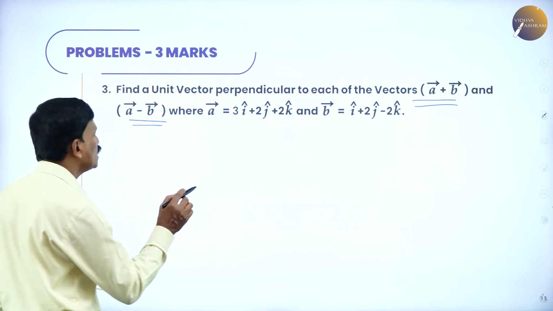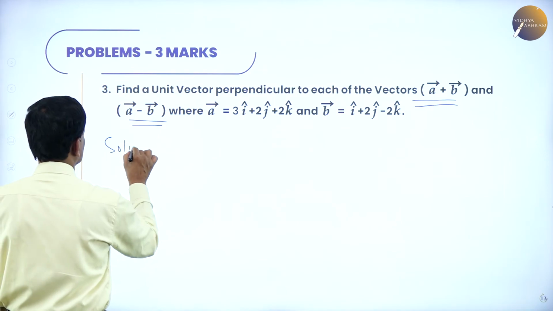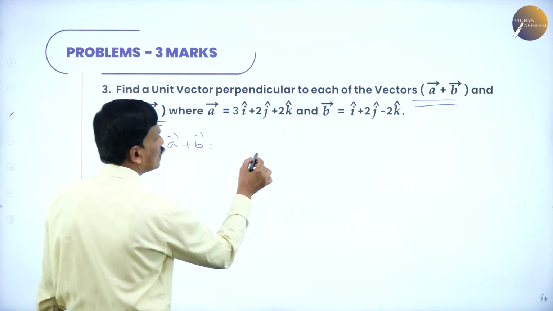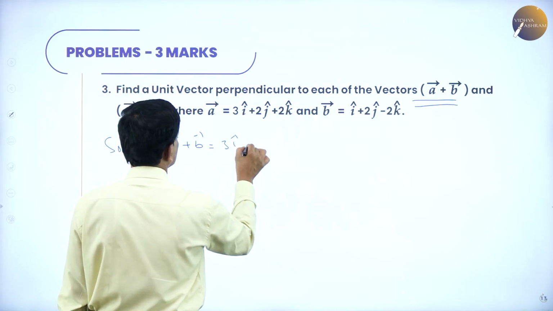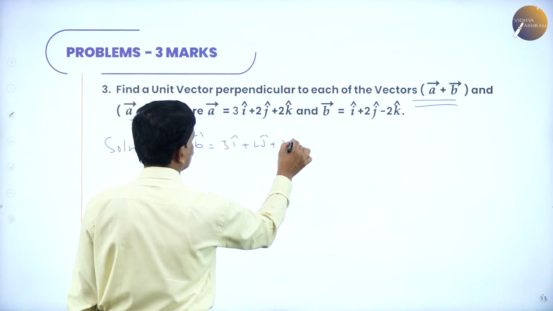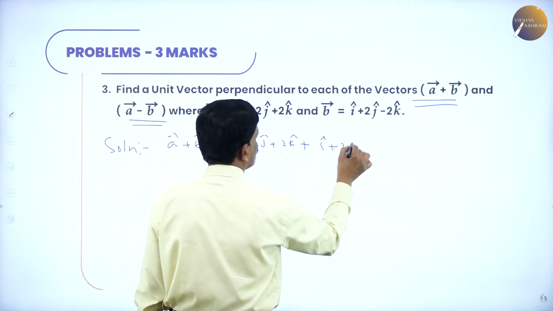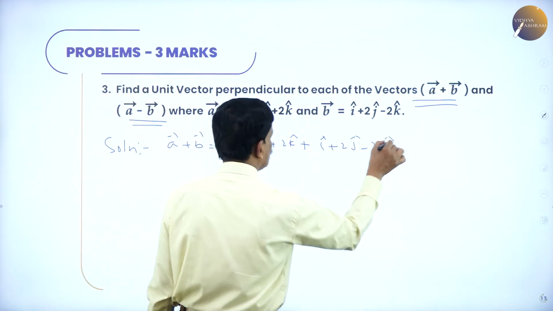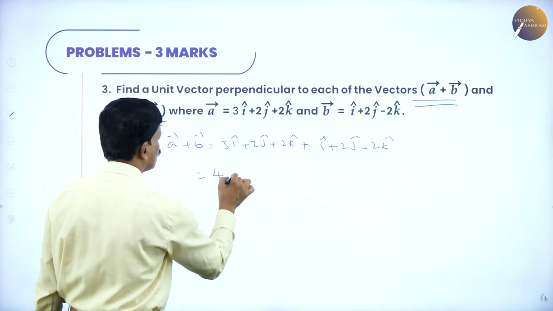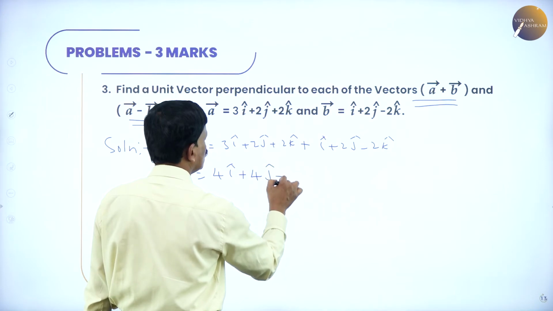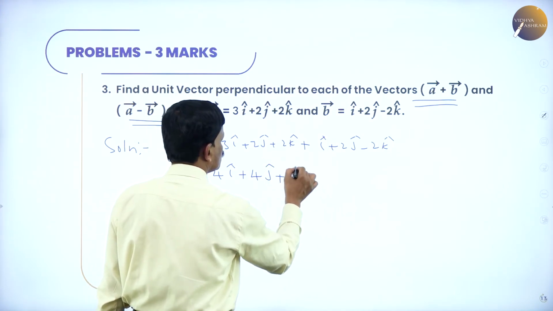So first find a plus b. What is vector a? a is equal to 3i plus 2j plus 2k. Vector b is also given, i plus 2j minus 2k. Add this: 3i plus i is 4i, 2j plus 2j is 4j, 2k minus 2k is 0k.